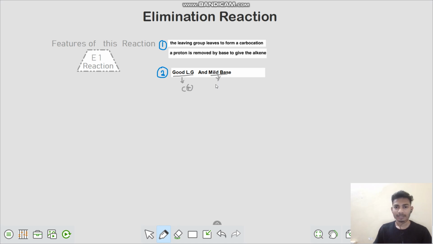And we need a mild base. It means that we need a low concentration of the nucleophile. Why do we need a low concentration? So that it cannot attack the carbocation. We use the base to remove the proton for the deprotonation. We do not want an attack of the nucleophile on the carbocation, so we take a low concentration of the nucleophile here.